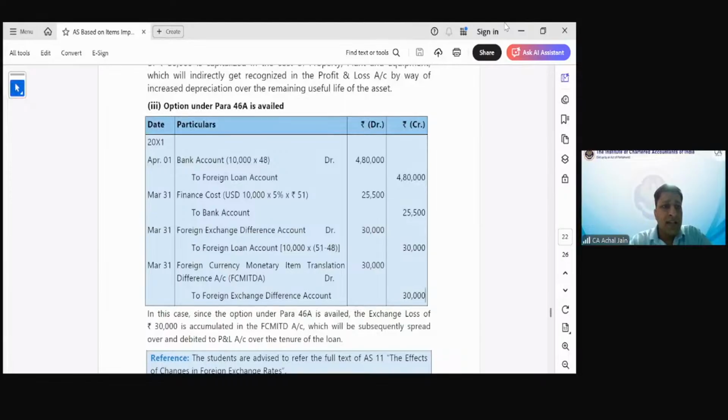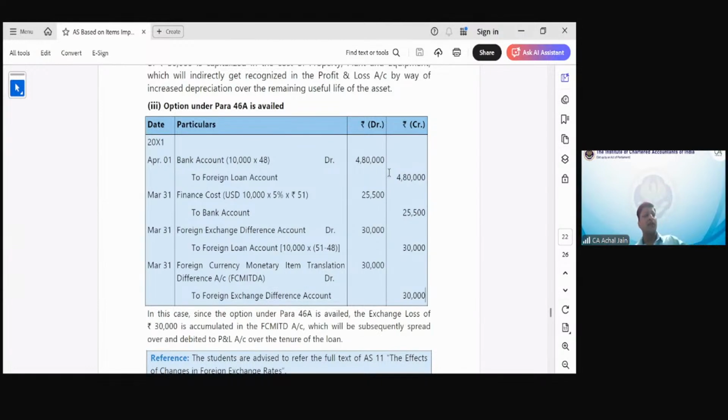Anil is saying in the last option, in case the company doesn't follow 46A, then they can show it in the P&L. So it's not about they can, they will have to take it to P&L. Okay, so then it will be similar to your part 1. Yes or no? Then it will become similar to part 1. Fine.